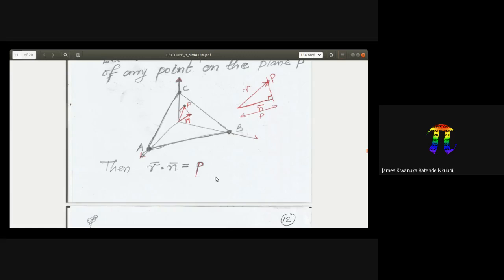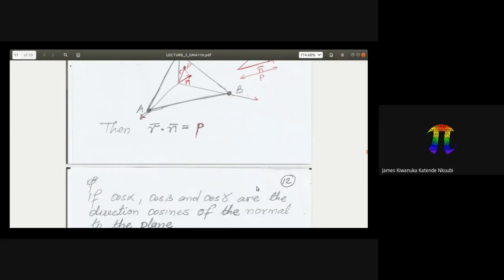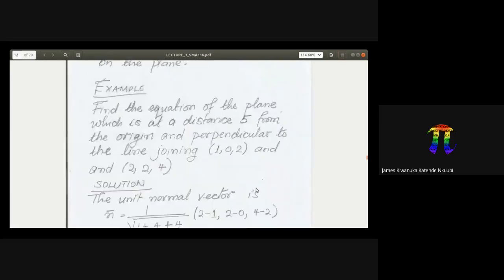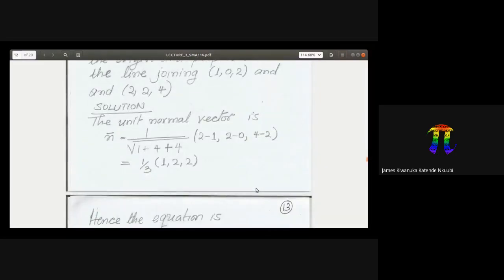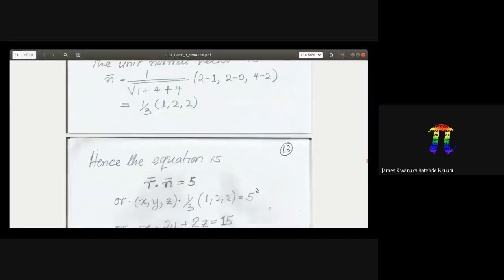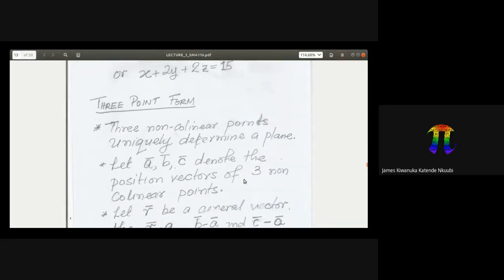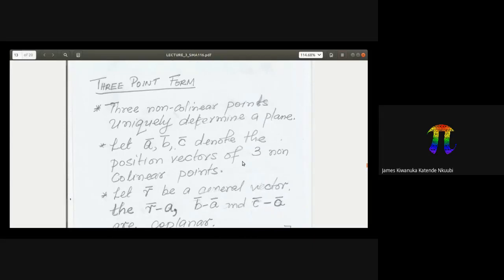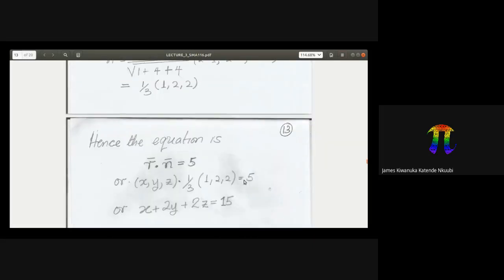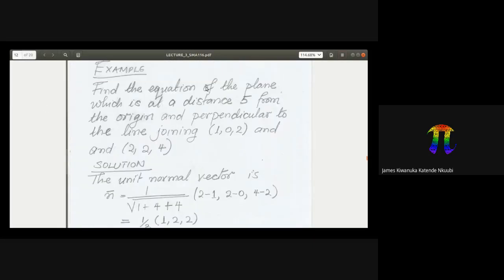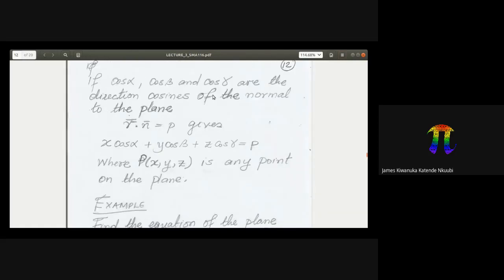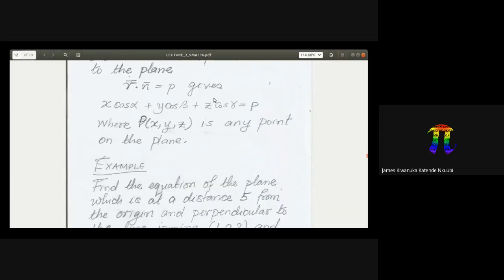And therefore, this is true for any point on the plane, and you can use it as an equation of a plane. That's what we have done in the example, and we have the answer as x plus 2y plus 2z is equal to 15. So that's the normal form for the equation. That's what we call the normal form of the equation of a plane.